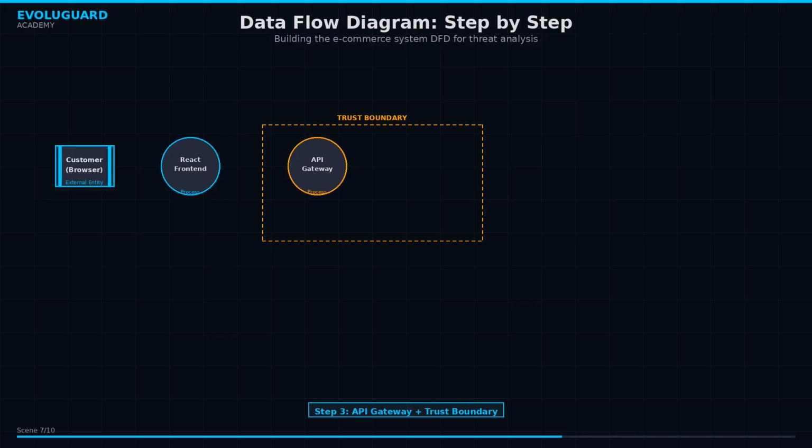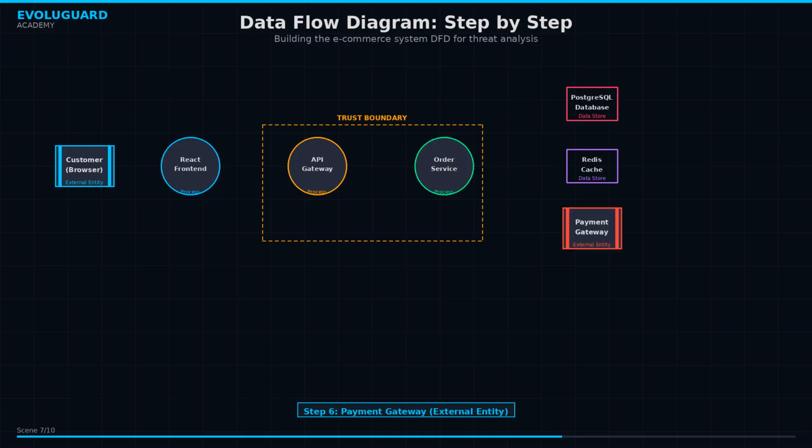This is our first trust boundary. Anything outside this boundary is untrusted. Step 4, inside the trust boundary, the order service processes requests. Step 5, the PostgreSQL database, a data store. Step 6, the external payment gateway, another external entity. And Step 7, the admin panel, a separate process with elevated privileges.